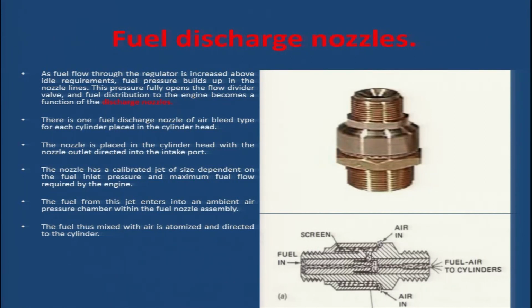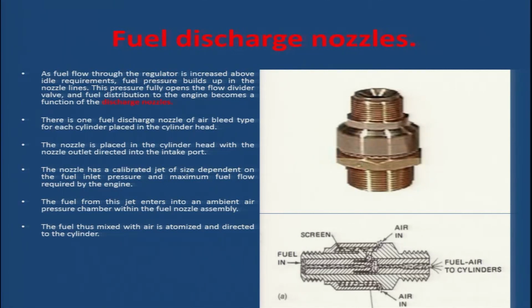The fuel from this jet enters into an ambient air pressure within the fuel nozzle assembly. So within this fuel nozzle assembly, you have an ambient air pressure, and fuel coming in enters this chamber where you have the ambient air pressure. The fuel thus mixed with air is atomized and directed to the cylinders. So this was about the fuel discharge nozzles.